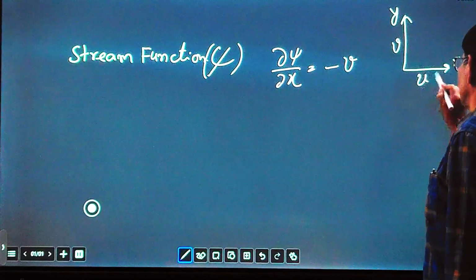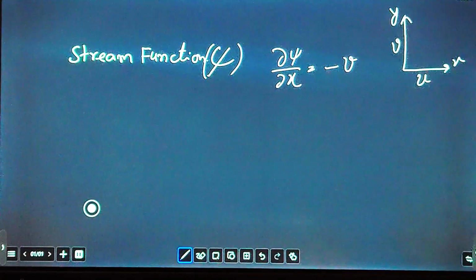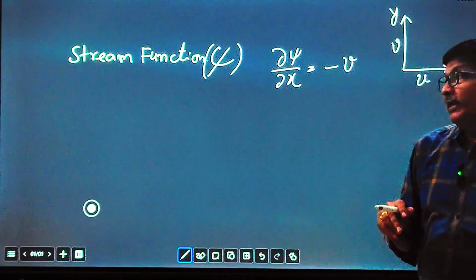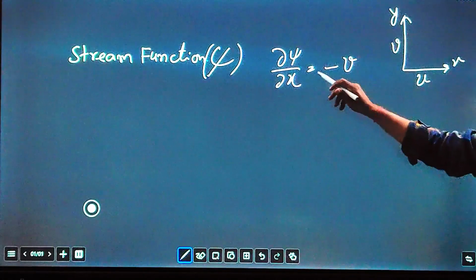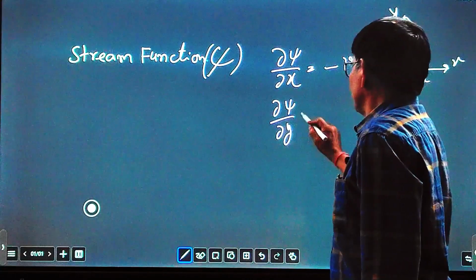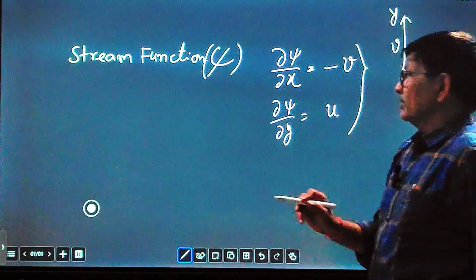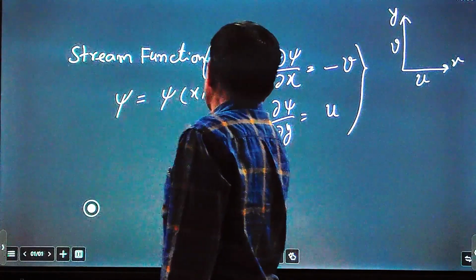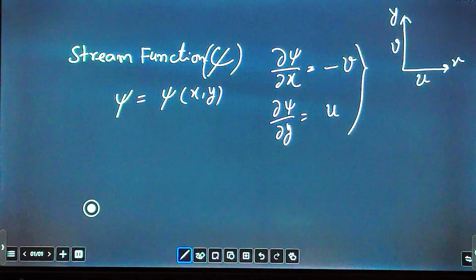For the velocity along the x direction, in one of the two you have to take a negative sign. It is just defined in mathematics. There is no proof why we are taking the negative sign. But if you take the negative sign for this one, then del psi over del y will be positive. That is u. So this is the stream function, and psi is a function of x and y only. This is the statement of the stream function.